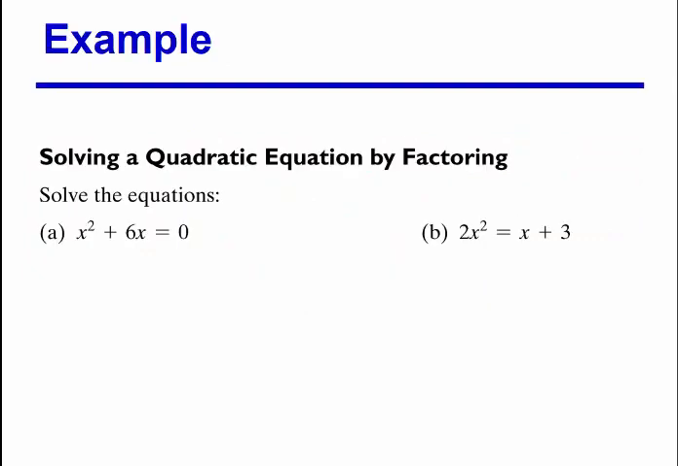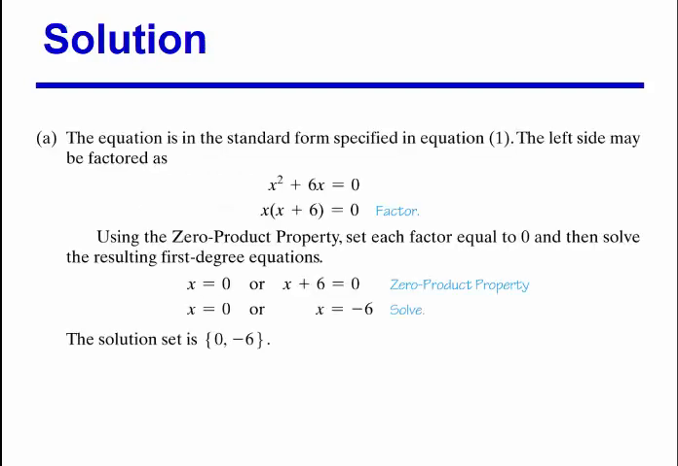So we have these two equations. We have x squared plus 6x is equal to 0, and then we have 2x is equal to x plus 3. So in the first one, the equation is in standard form. The left side may be factored by factoring out an x. We have x times (x plus 6) is equal to 0. Now, we have two factors. It's equal to 0, so we can use the zero product property, which means that x is either equal to 0 or x is equal to negative 6.